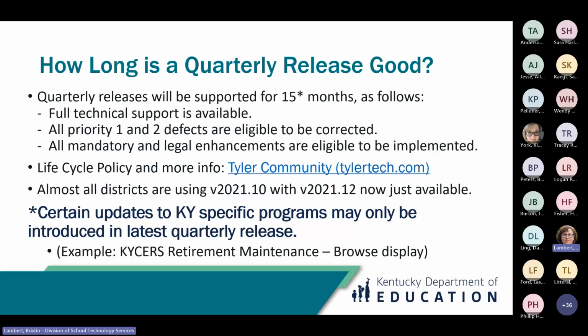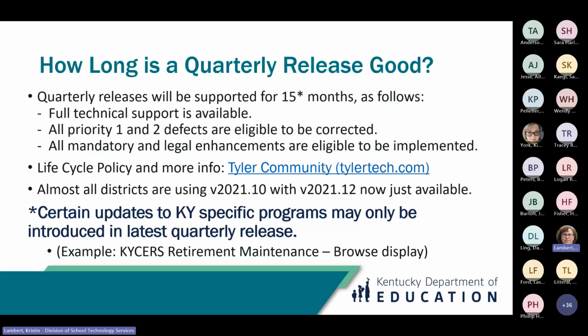That brings up the question, how long is a quarterly release good for? You're on 2021.10. That's good for 15 months. That was made available in August, so it retires in November. Full technical support is available in those 15 months. All priority 1 and 2 defects are eligible to be corrected. There's a link to the lifecycle policy there, so you can access that via the slide deck once it's distributed.